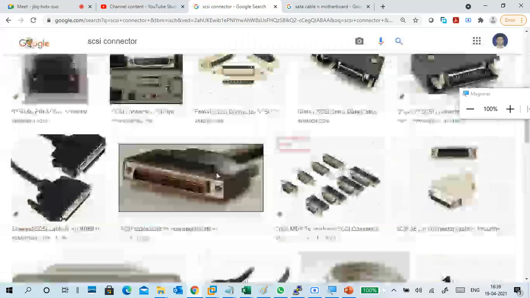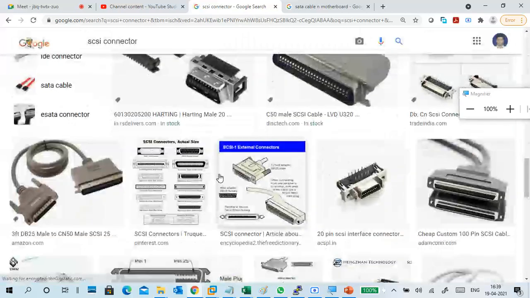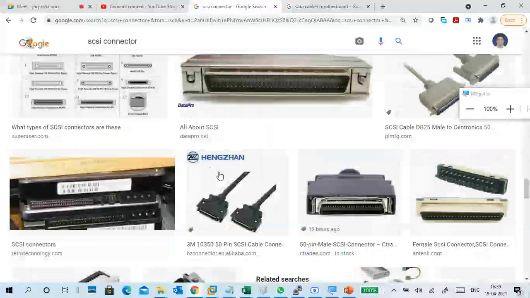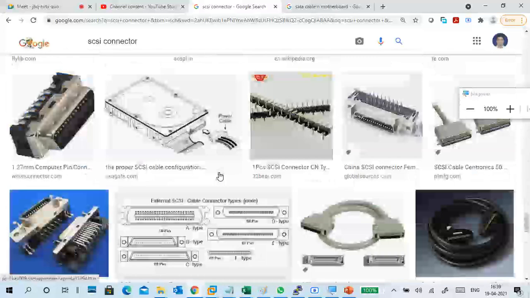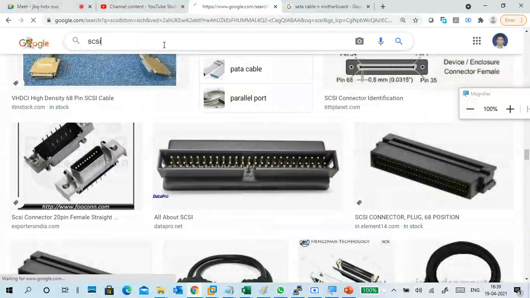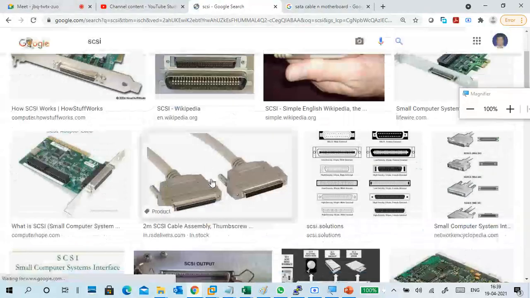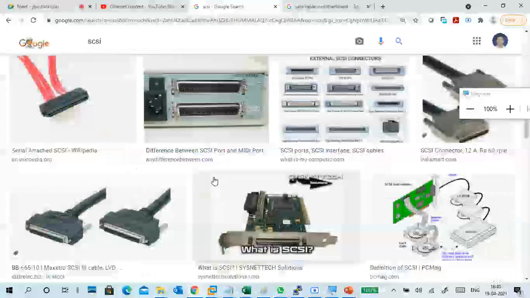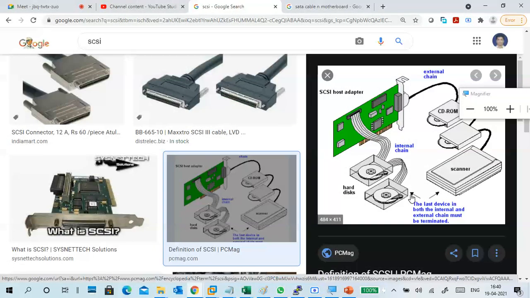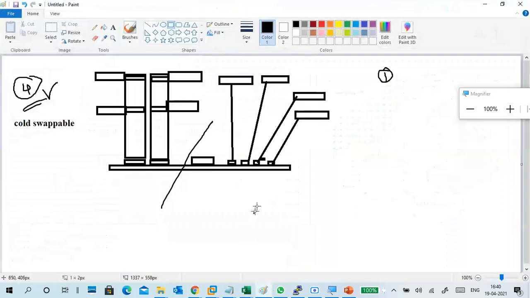These are the connectors only. SCSI, only SCSI we will try. There is one like this. See, it is connected to a hard disk and connected to a hard disk. It's a ribbon cable only, so it contains a larger number of connectors. It is just a ribbon cable, like this.